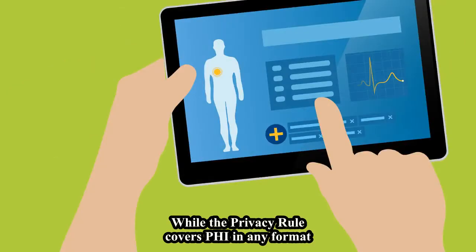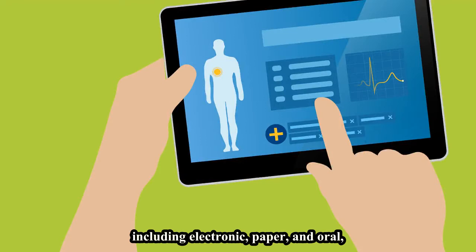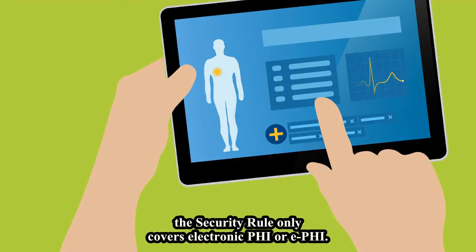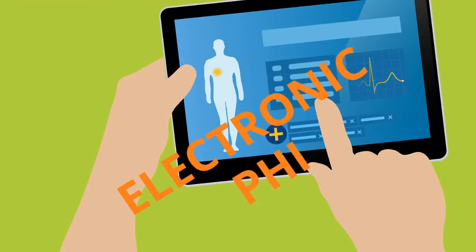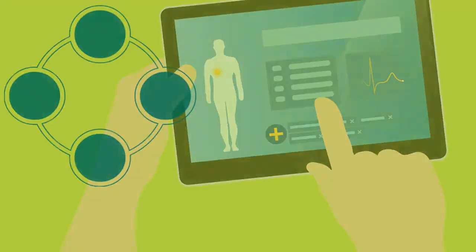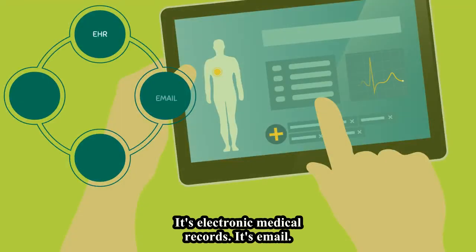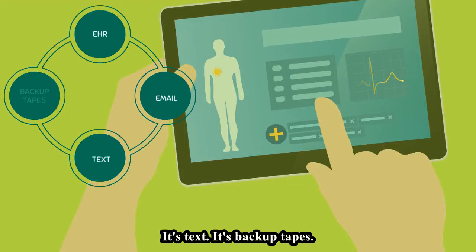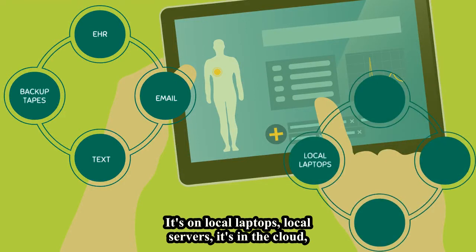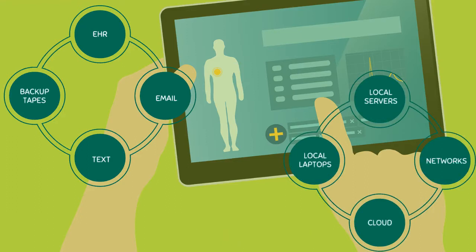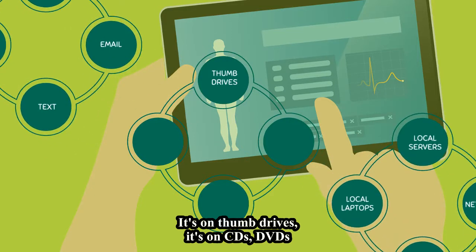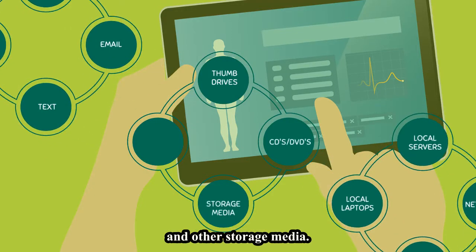While the privacy rule covers PHI in any format, including electronic, paper, and oral, the security rule only covers electronic PHI, or ePHI. But in today's healthcare world, that's just about everything. It's electronic medical records, it's email, it's text, it's backup tapes. It's on local laptops, local servers, it's in the cloud, and it's sent over networks. It's on thumb drives, it's on CDs and DVDs and other storage media. It also can be on voicemail.